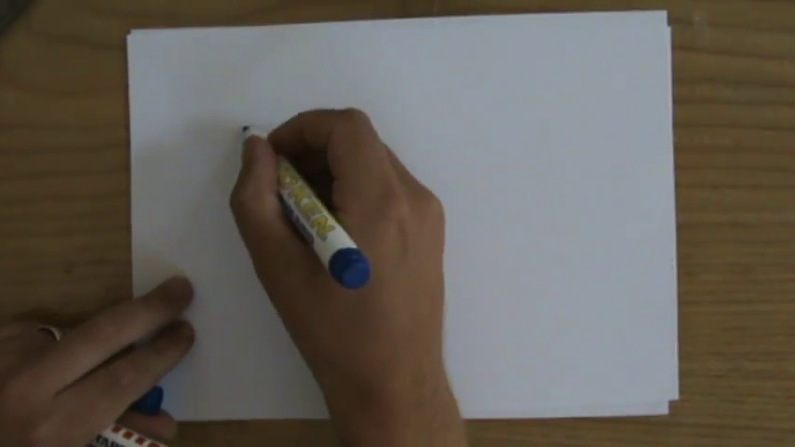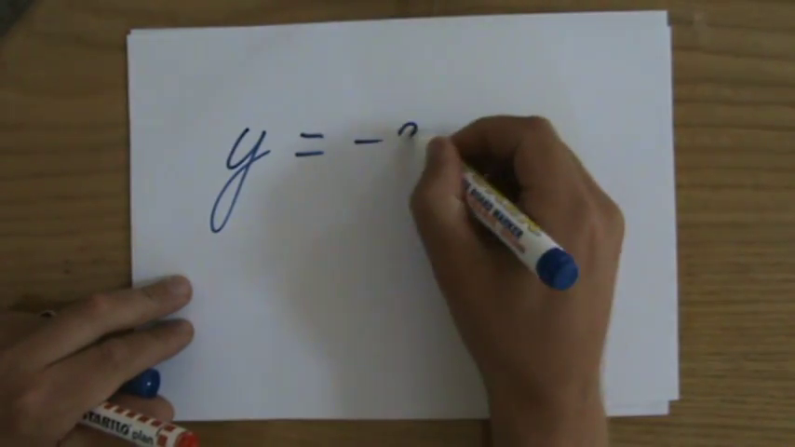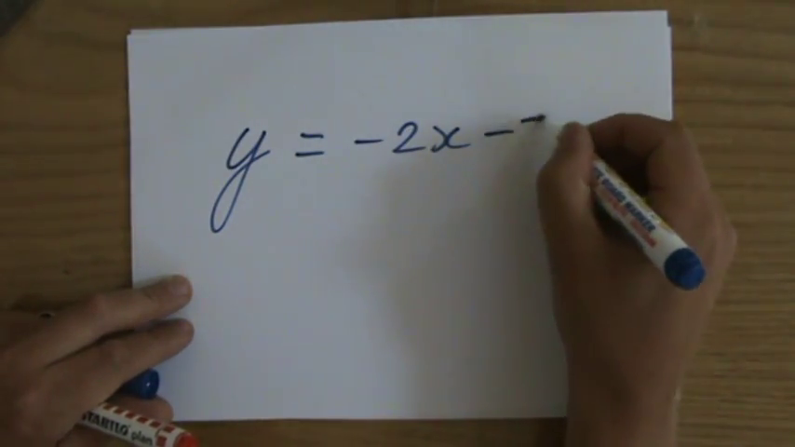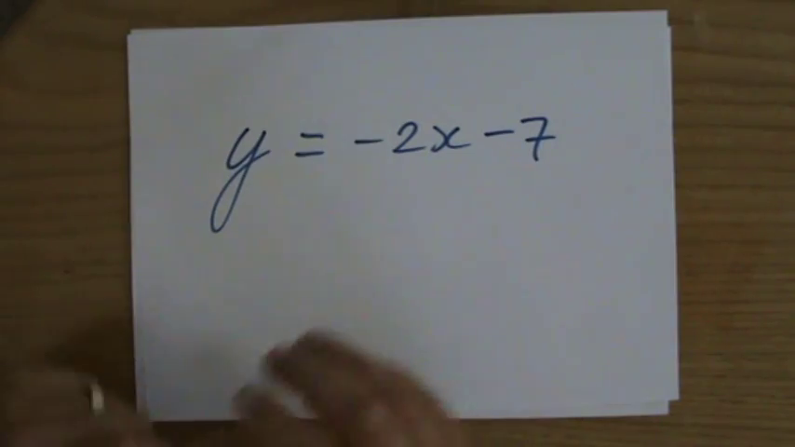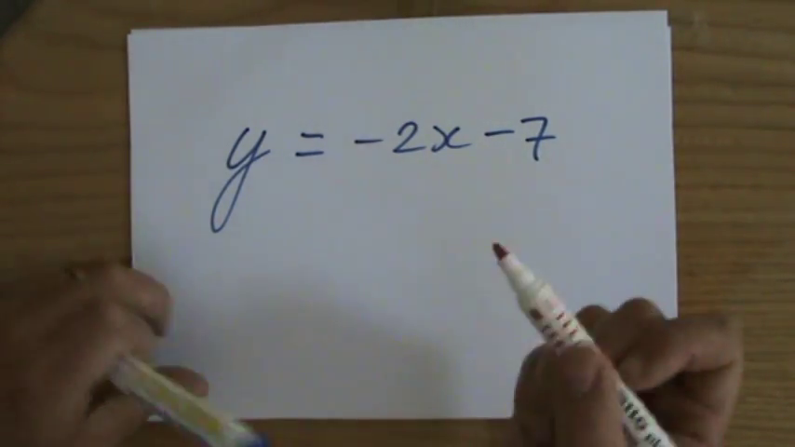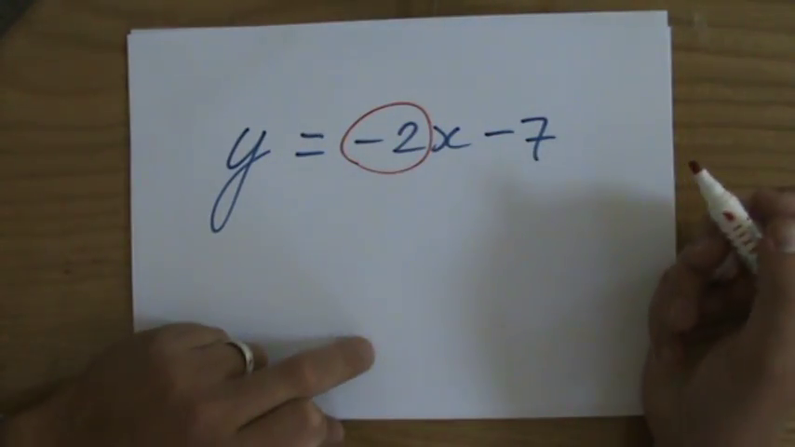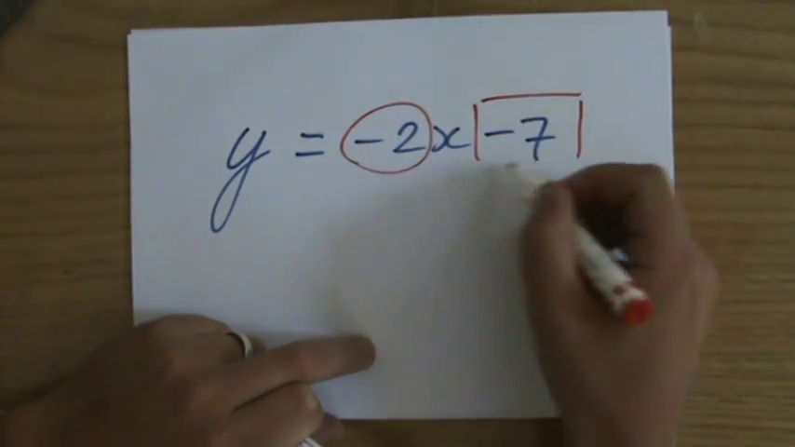Somebody asks you to describe what y equals minus 2x minus 7 looks like. Well, you can say the gradient is minus 2, so the line is going down, and it cuts the y-axis, the y-intercept, at minus 7.